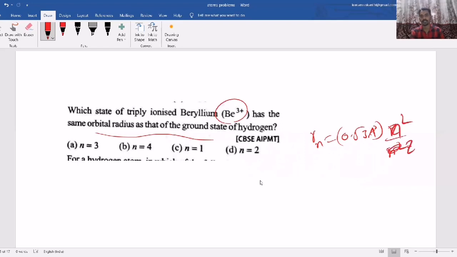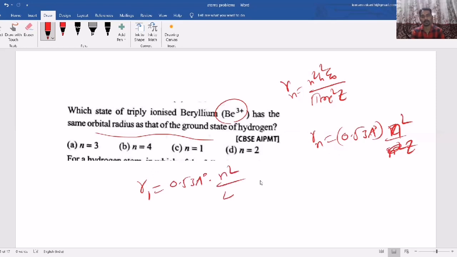Sorry, n square by z, because the Rn formula is what? n square h square epsilon naught by pi m e square z. So here, first for beryllium, let's take R1, that is 0.53 angstroms into n, which we don't know, and Z for beryllium is 4.